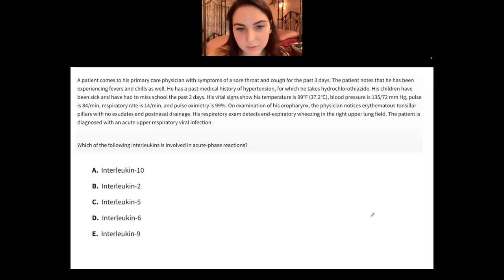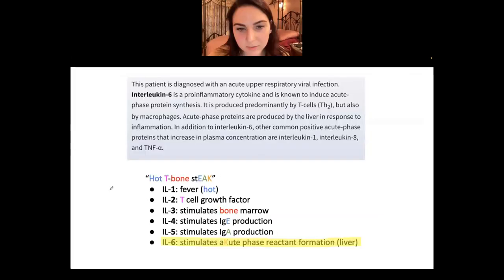Okay, that was about a minute, but I think most of you have answered. So, which of these interleukins is an acute phase reactant? You know what I'm going to say. I'm going to say hot T-bone steak. So this is IL-6. And remember with hot T-bone steak, the K is for IL-6, and that's just acute. Just imagine this is spelled with a K. So IL-6 stimulates acute phase reactant formation. That was really it.